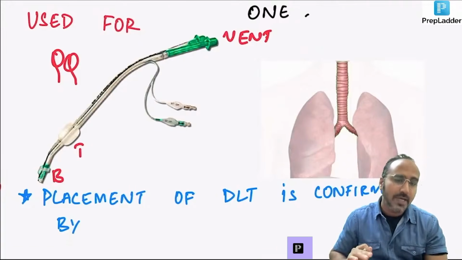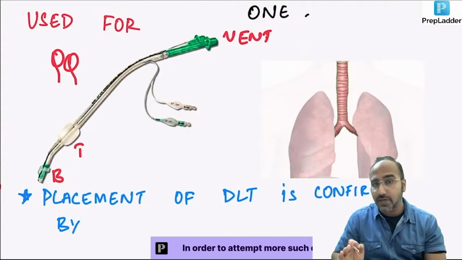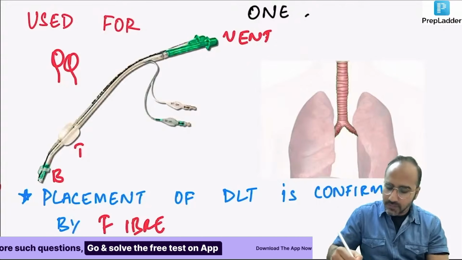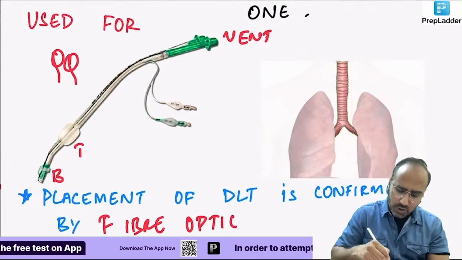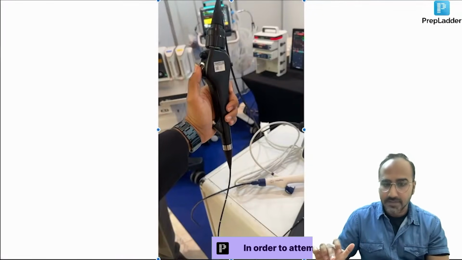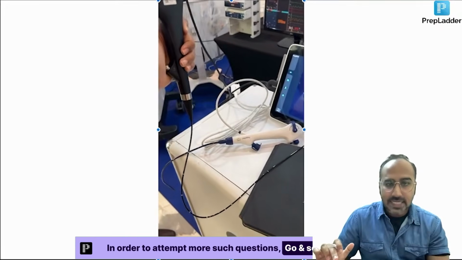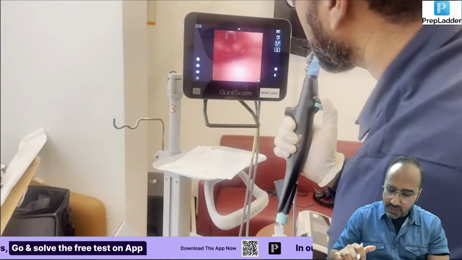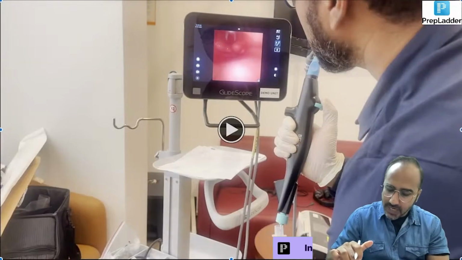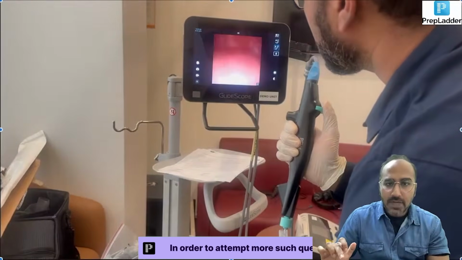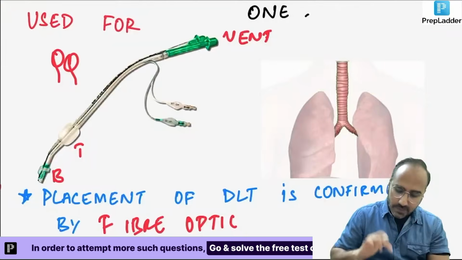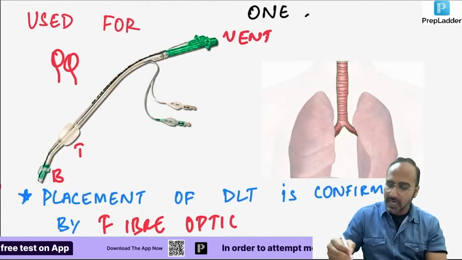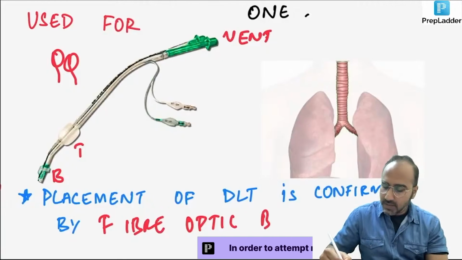Once you place a double lumen tube, how will you confirm its exact position? With the help of a fiber optic bronchoscope. Just look over here. This thing which I am holding in my hand is a fiber optic bronchoscope, guys. Now just look over here. I have introduced the fiber optic bronchoscope and I am able to see the vocal cords. So remember, once you place a double lumen tube, its correct exact position can be assessed by fiber optic bronchoscope.